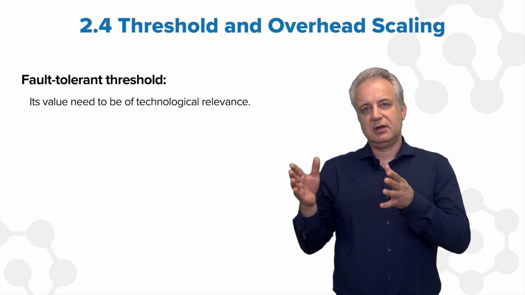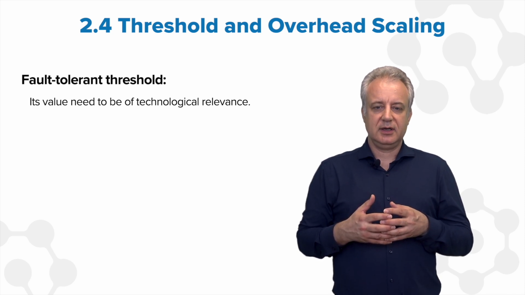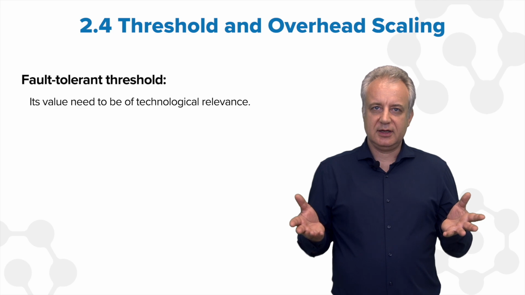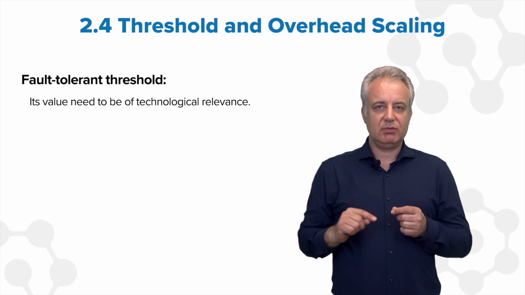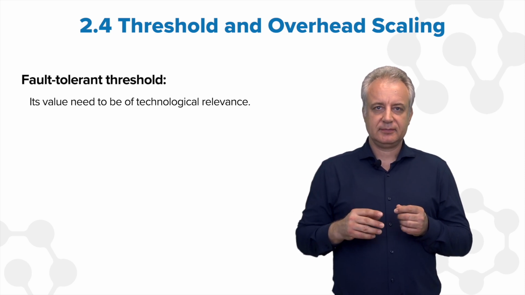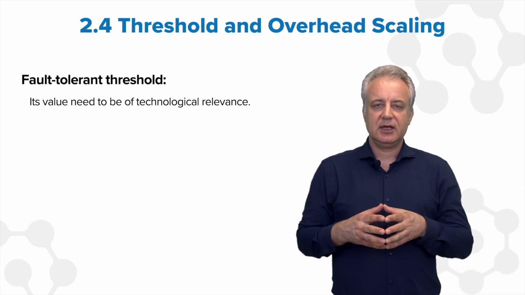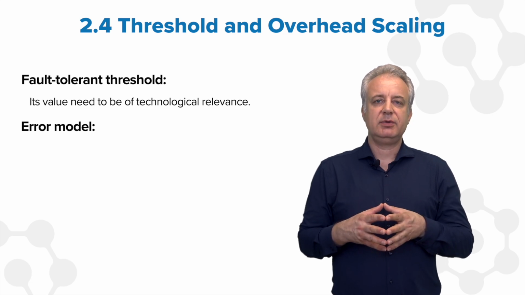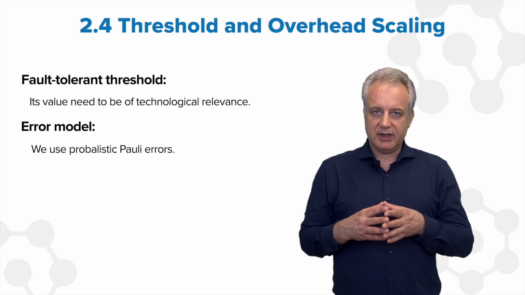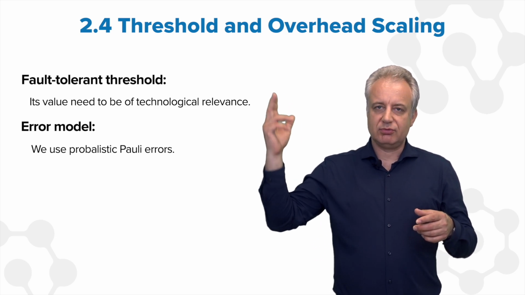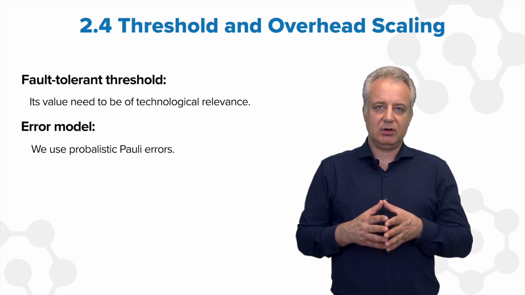On the other hand, if the error threshold is high, like 1% or 10%, then you can achieve this with current or near future technology, and then it is of technological relevance. So the value of the threshold matters, and we want to know what it is in our case. The second thing to say here is that an error threshold always refers to an error model. So what error model are we using here? We use an error model with probabilistic Pauli errors. So dice are rolled, and depending on the outcome, certain Pauli errors happen or do not happen.